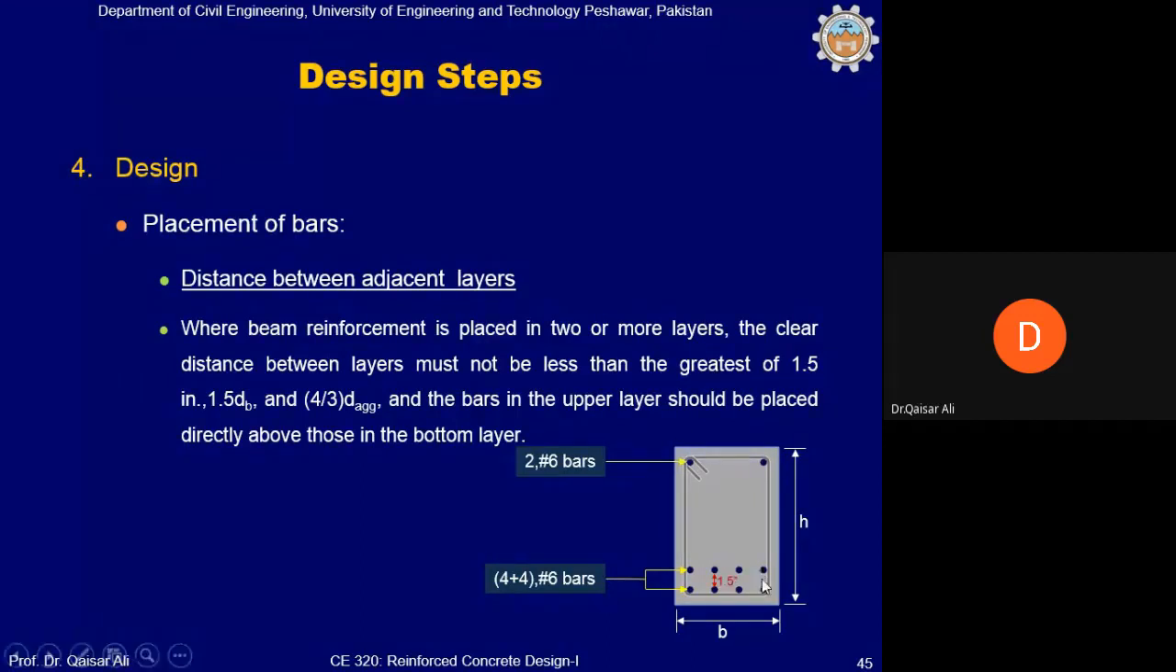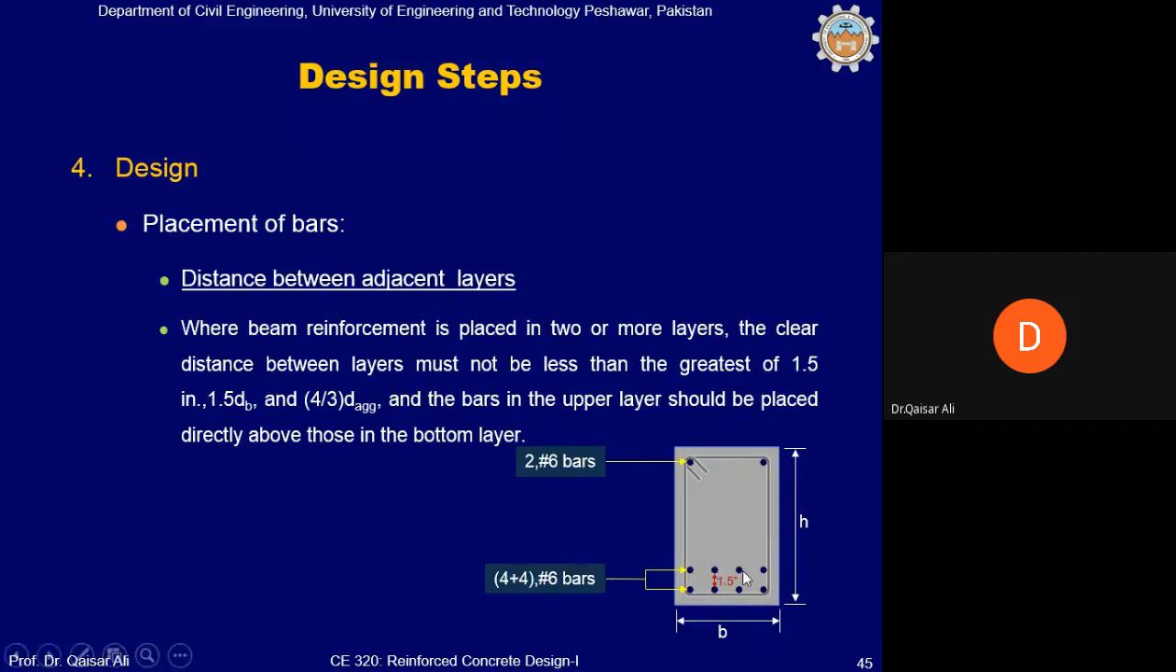For example, if we have to place 3 bars in the second layer, then the 2 bars at the ends will be placed directly above those in the bottom layer. But the third bar cannot be placed, because the third bar has to be placed between these 2 bars for symmetrical placement, which is not allowed as per code, because this will also prevent the flow of concrete to the other bars. So the code does not allow you to do this.